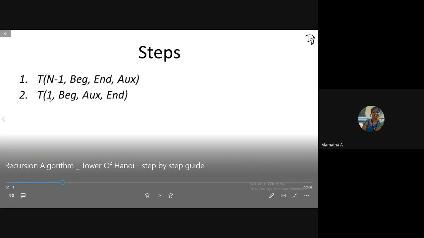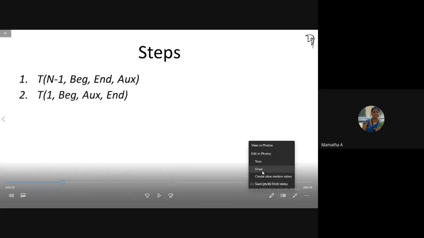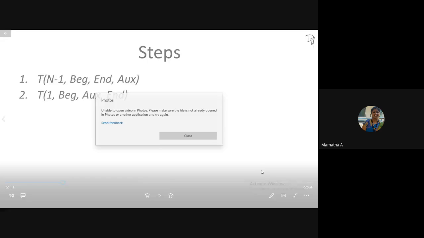The nth disk, which is available. It is 1 here, but actually it is the nth disk. So I should move the nth disk from where to where? It is one movement. Beginning to end.